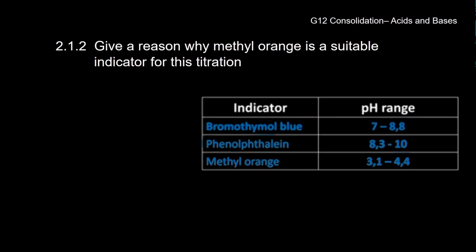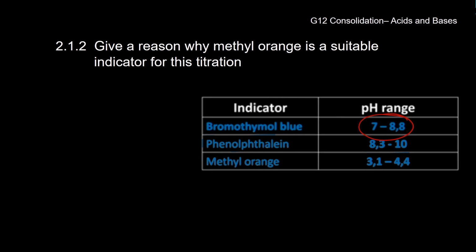Now, we've got three kinds of indicators. We've got bromothymol blue, we've got phenolphthalein, and we've got methyl orange. Bromothymol blue is an excellent indicator to use when we've got a strong acid and a strong base. Why? Because the end point is around about 7-ish. And that is where neutralization happens for a strong acid and a strong base.